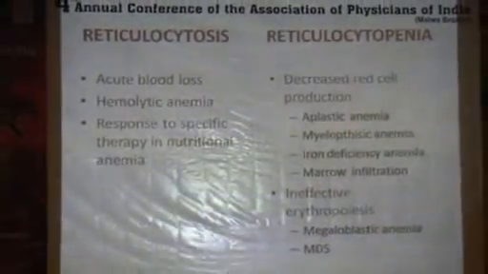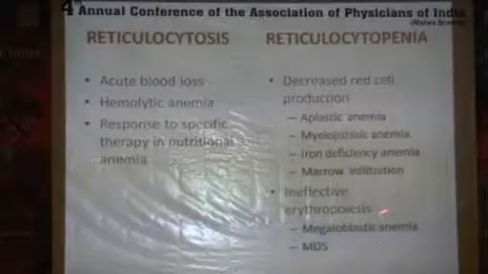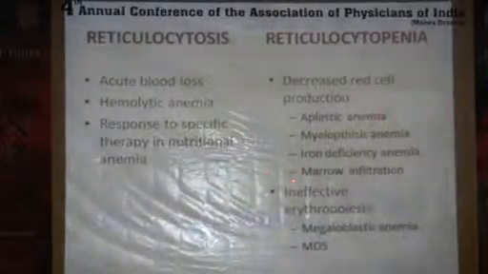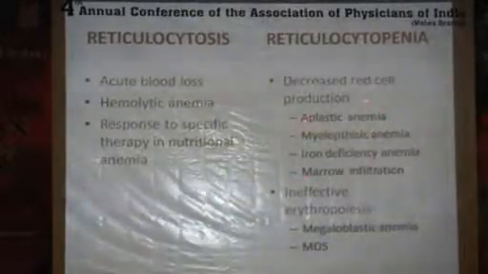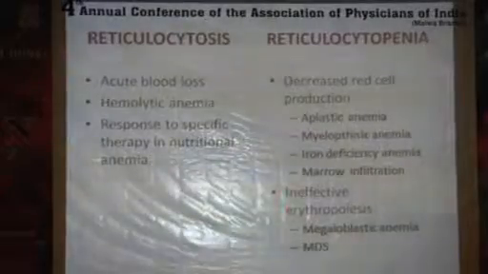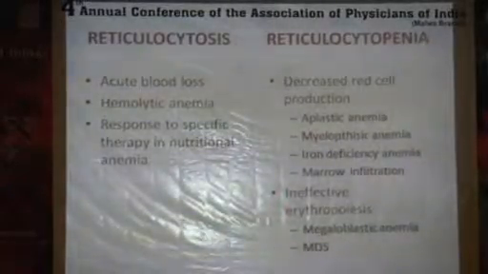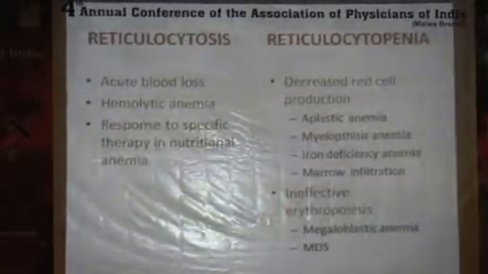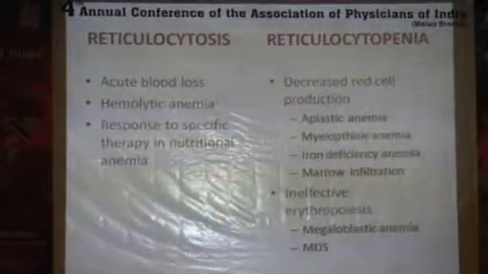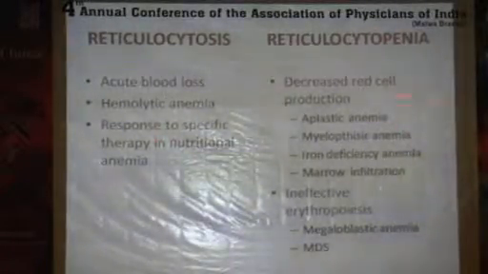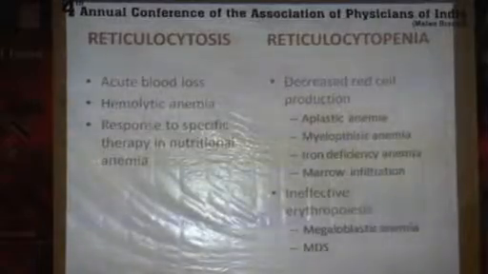So you would see that in this list, the majority of the diseases are not good diseases. Aplastic anemia is not a good disease. Myelodysplastic syndrome, again, this condition goes into a malignant transformation, not a good disease. And marrow infiltration, again, not a good disease.